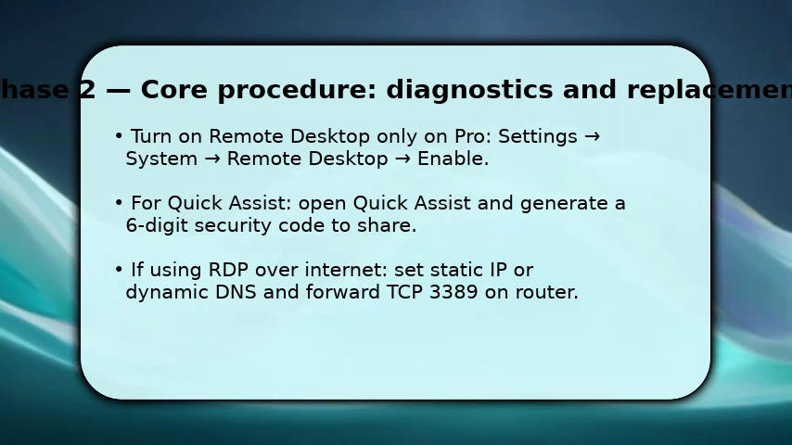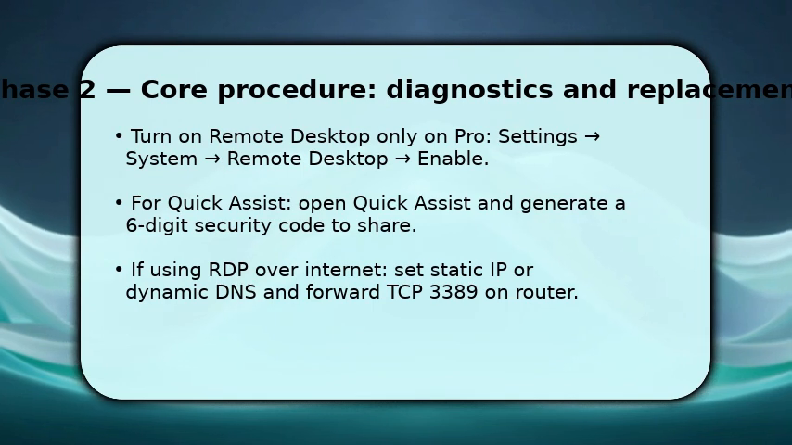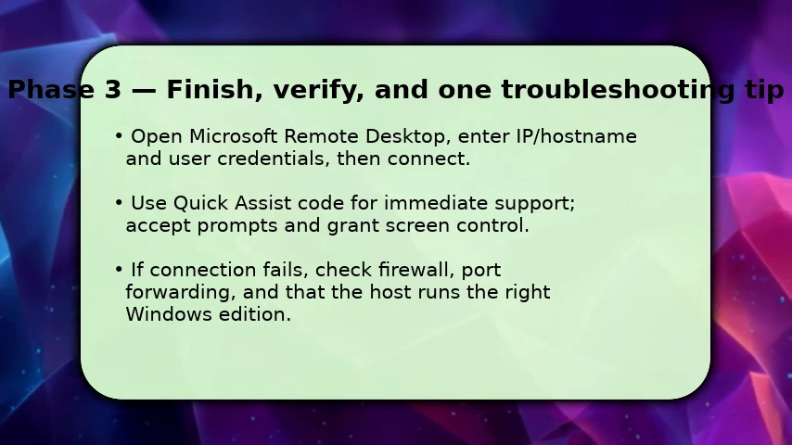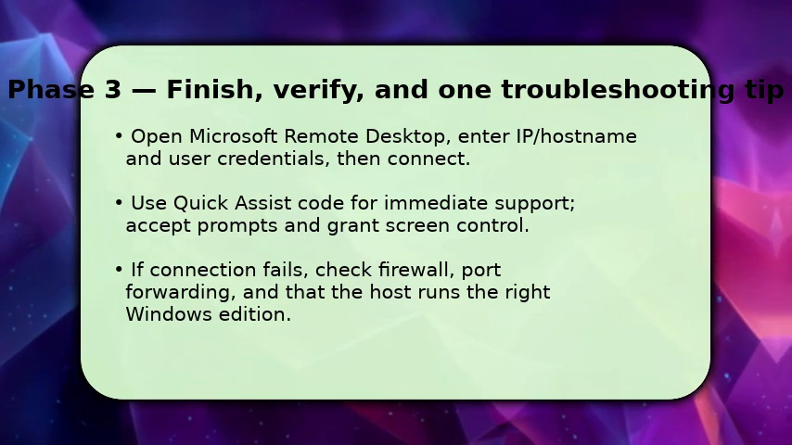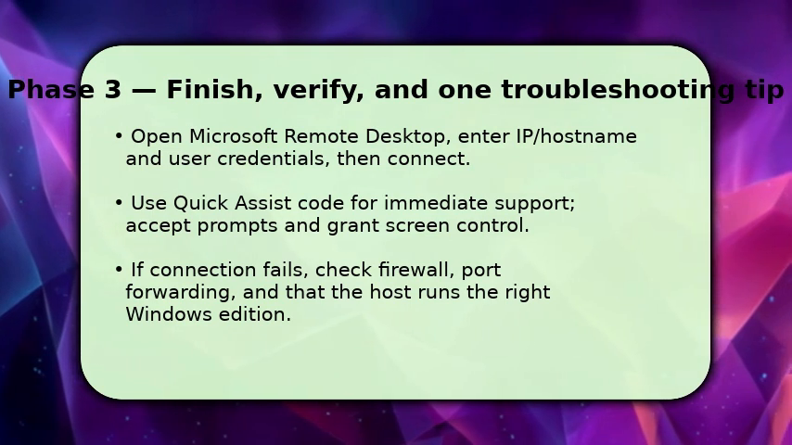To finish, launch the Microsoft Remote Desktop Client, enter the host IP or DDNS name, then sign in with the allowed user account. You'll see the remote session after credentials validate. If using Quick Assist, paste the 6-digit code and accept the connection prompts to share or control the screen.